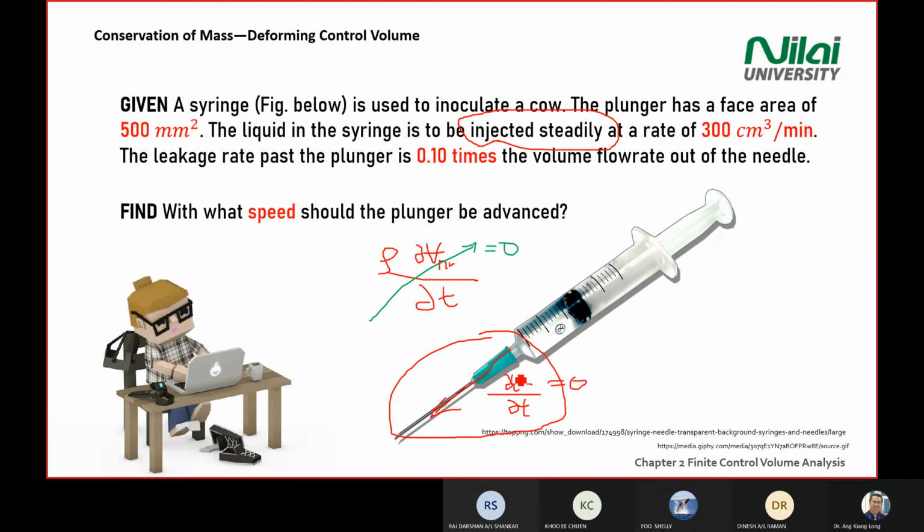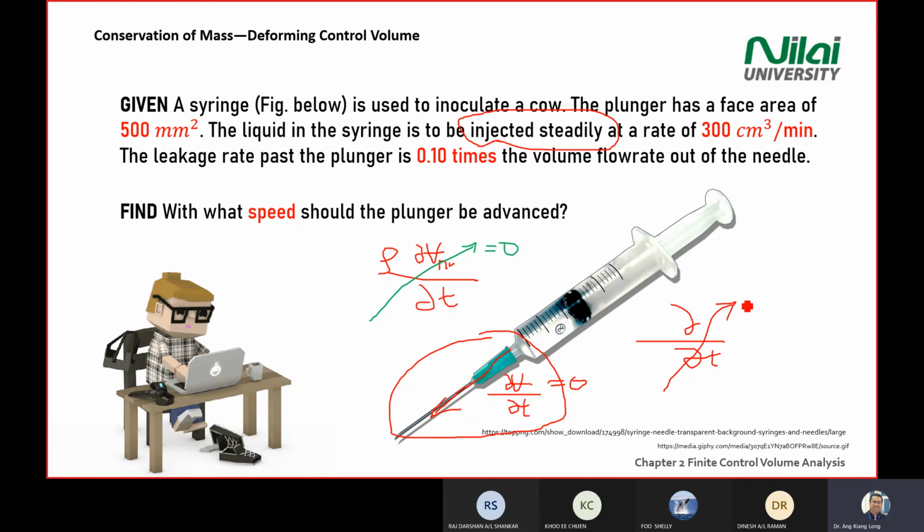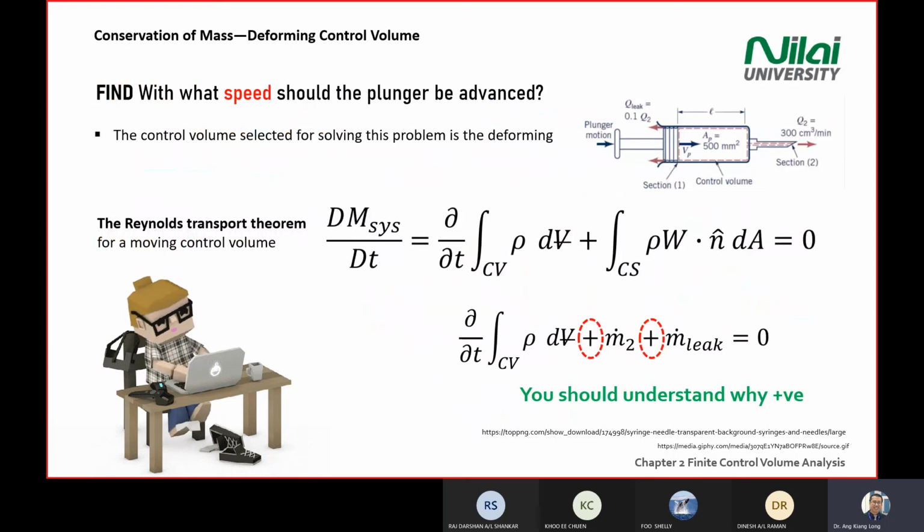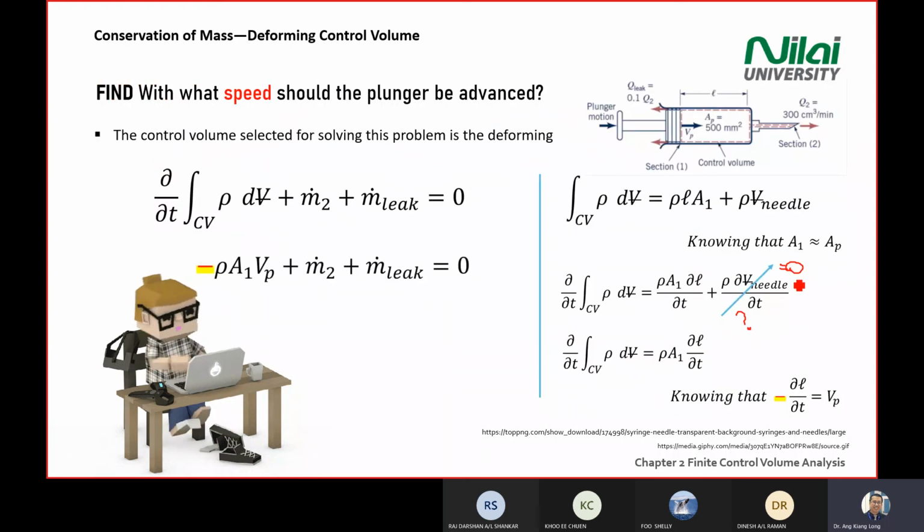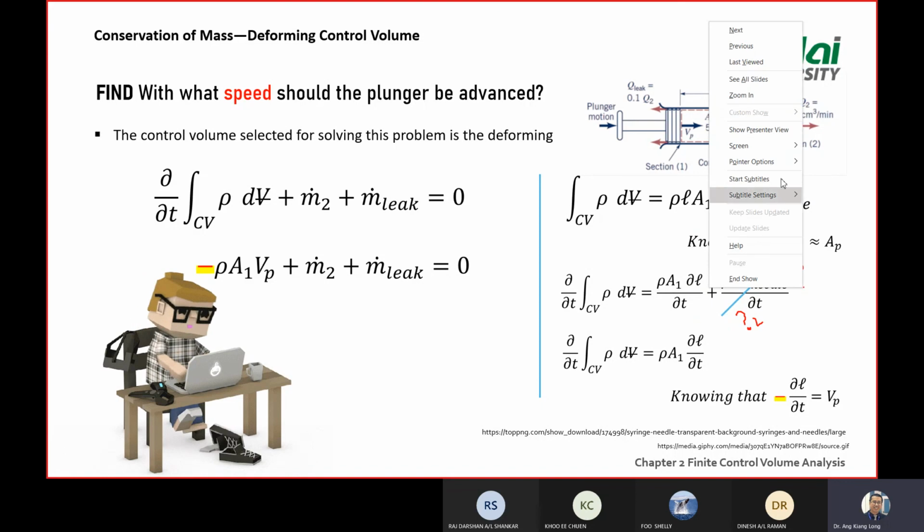So differentiation, del over del T, is a differentiation of time. So if you have a steady flow, then you can cancel, it becomes 0. Okay, so this is the keyword. All right, now we continue solving. So we already explained this one. The blue arrow we did explain already.